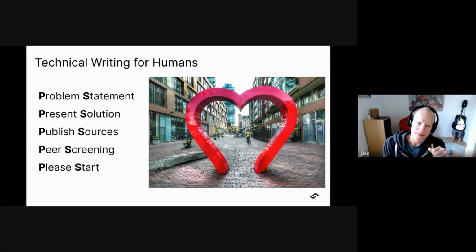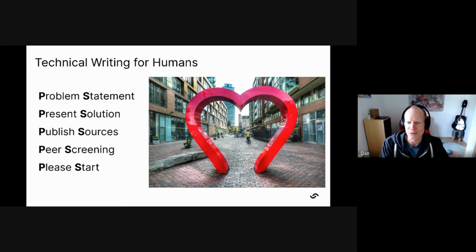For me, the PS is just a mnemonic for some of the steps that I want to walk you through. Those include the problem statements, so what you're trying to solve. Of course, your solution, so how you solved it. If you're able to, definitely publishing the sources to help other folks out. Sometimes what a lot of folks don't appreciate or don't like, which is the peer screening, having someone give you direct feedback. And then finally, to start, to please start.